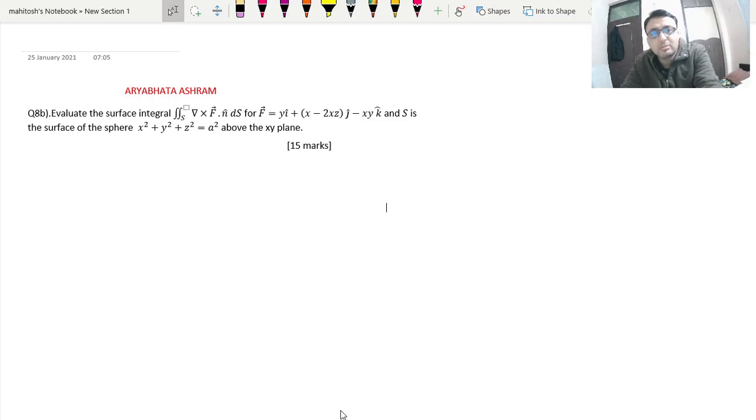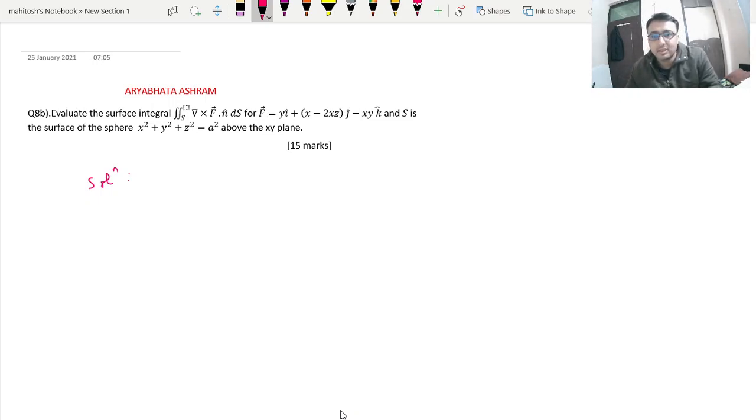So now we are going to take the question, that is question number 8b. It says that we have to evaluate the surface integral of the curl of F dot n cap dS, where the vector field is given as y i cap plus (x minus 2xz) j cap minus xy k cap, and S is the surface of the sphere x square plus y square plus z square is equal to a square above the xy plane.